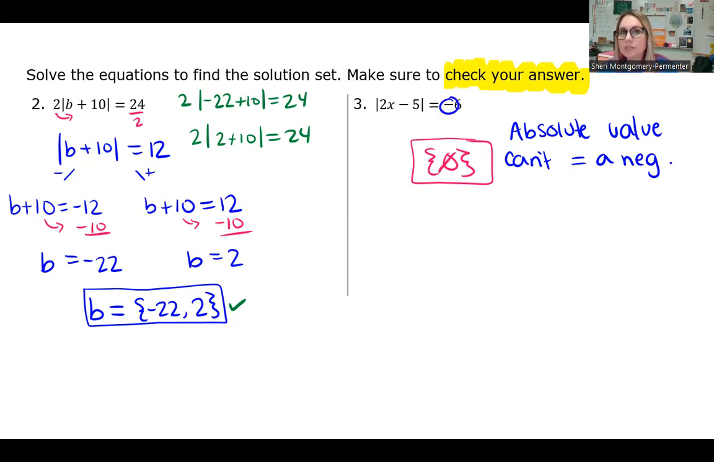The absolute value is isolated and it's equal to a negative. It cannot. When you're dealing with the inequalities, those are the two situations where you get special solutions. It's either no solution or infinitely many solutions or all real numbers. It's a front and a back.